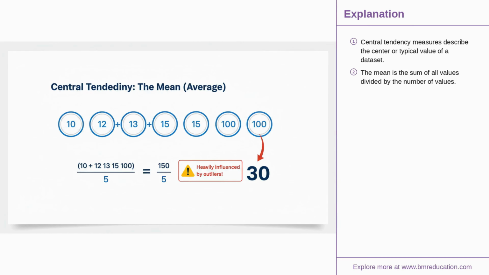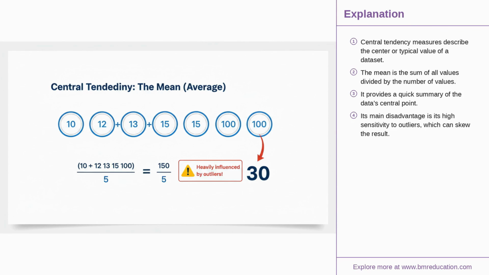For any numerical variable, our first question is, what's a typical value? This is called central tendency. The most common measure is the mean, or average, calculated by summing all values and dividing by the count. The mean is intuitive and widely used, but it has a critical weakness. It's very sensitive to extreme values, also known as outliers.